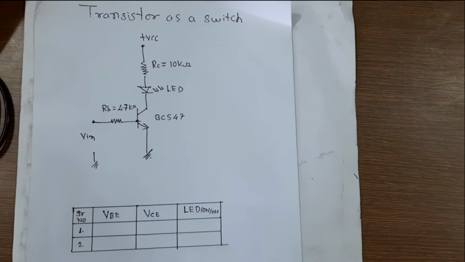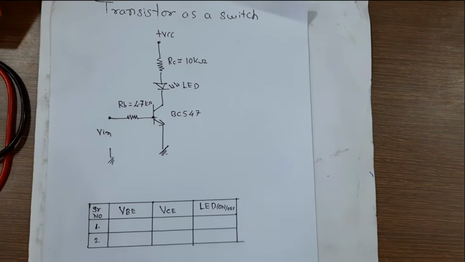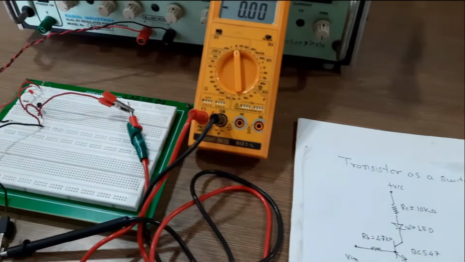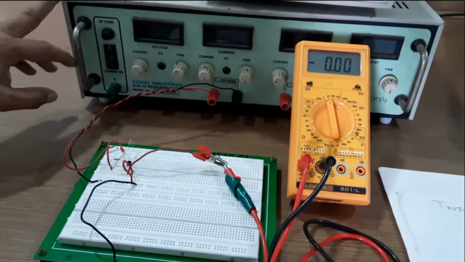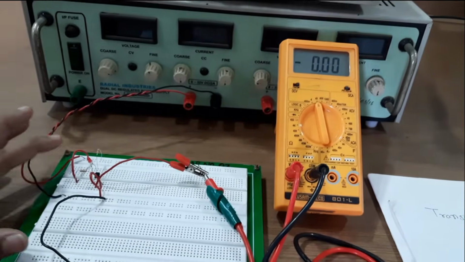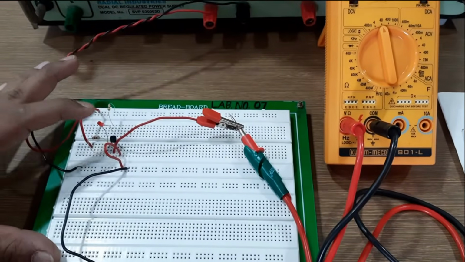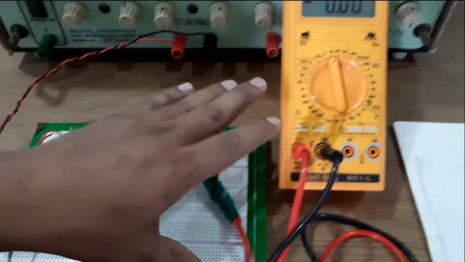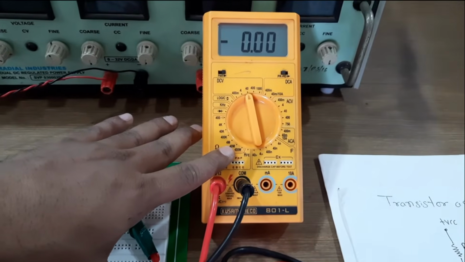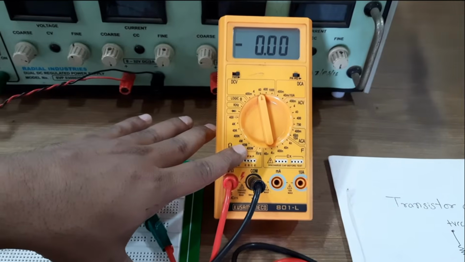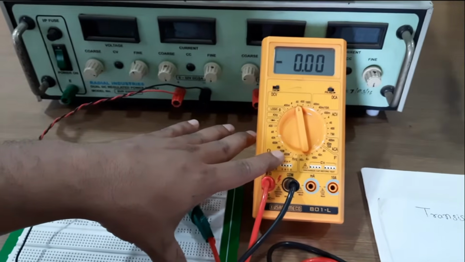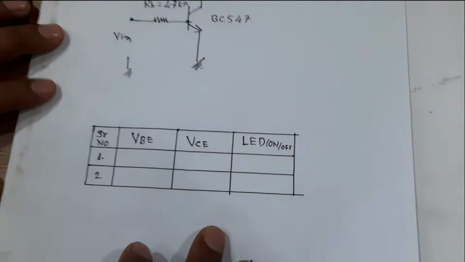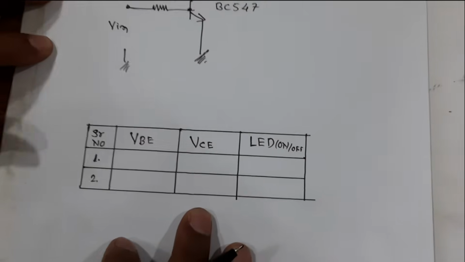Hello friends, in today's experiment we are going to study the application of the transistor, that is, transistor as a switch. For this we require one power supply, breadboard, electronic components like BC547, one LED, two resistors and a digital multimeter to see the base voltage and the voltage between the collector and emitter, that is the output. Now let us see how the transistor works as a switch.